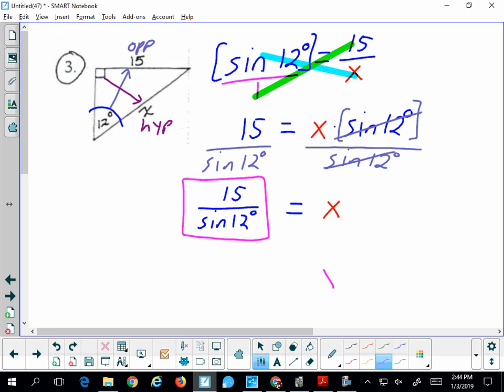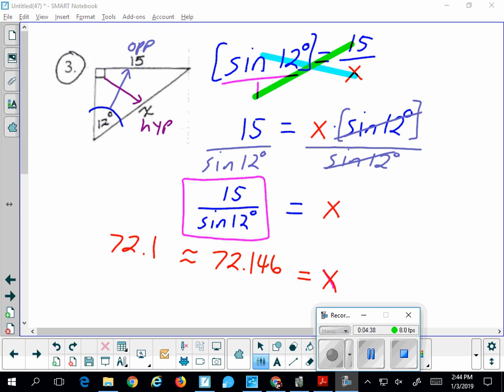So x equals 72.146, which if we round that off, is roughly 72.1. And that's 3 examples of 3 different types of trig problems.